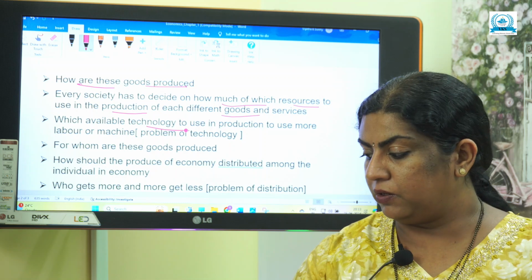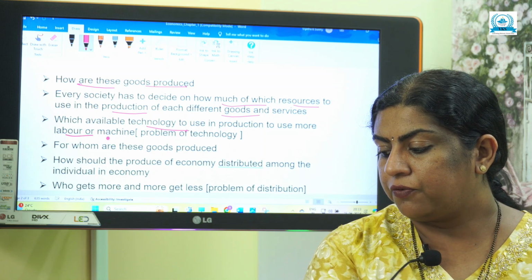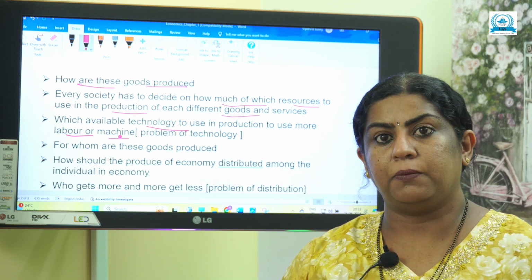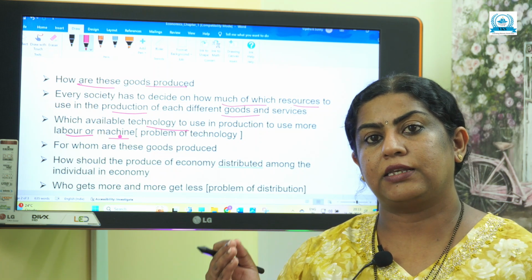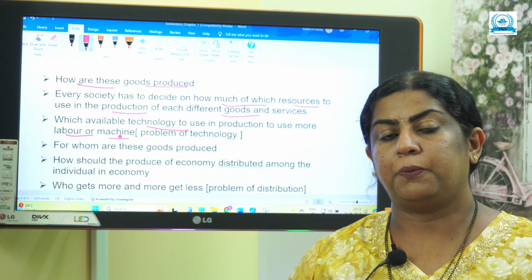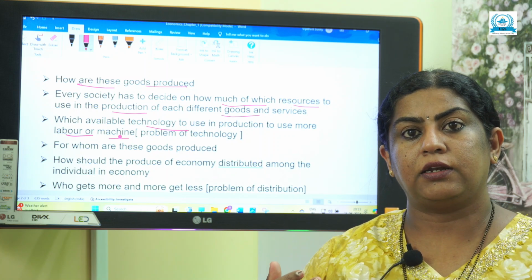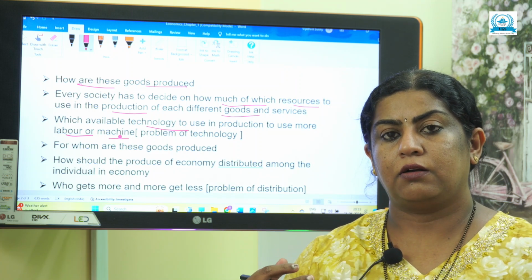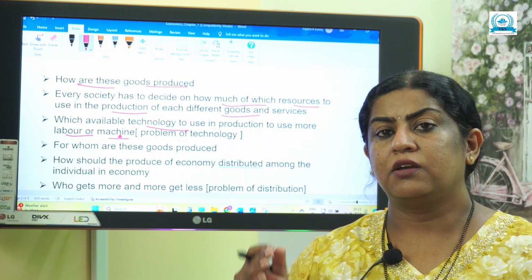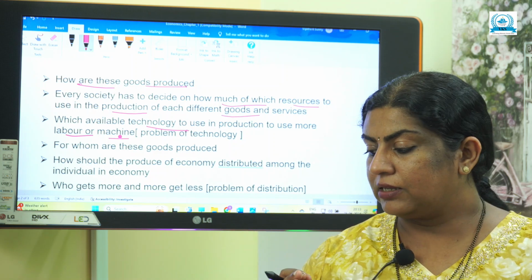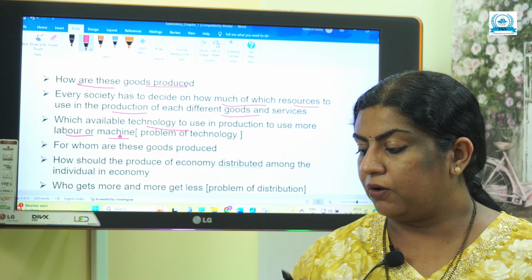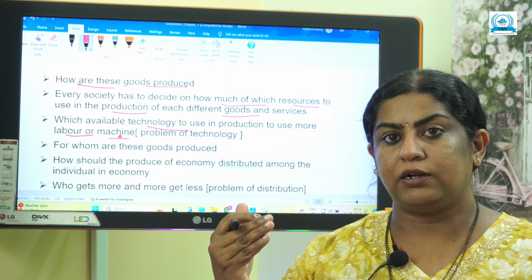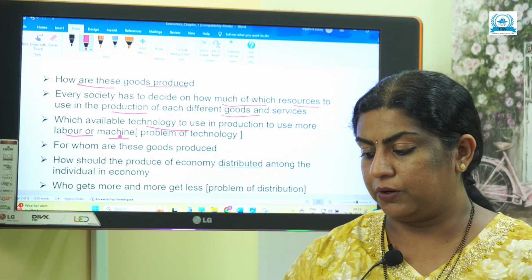What technology should be used for production? That is, should it be more labor oriented technology, or more mechanized, with more machines used? That should be decided. That is the second problem, how to produce. It should either be more labor oriented, meaning more workers, or more technologically improved, meaning more machines should be used. So first is what to produce and in what quantity, second one is how to produce.